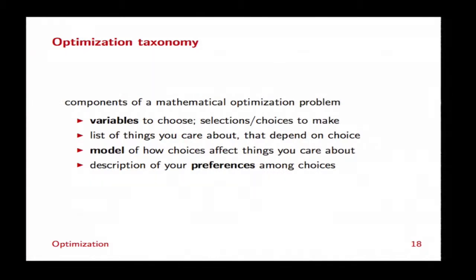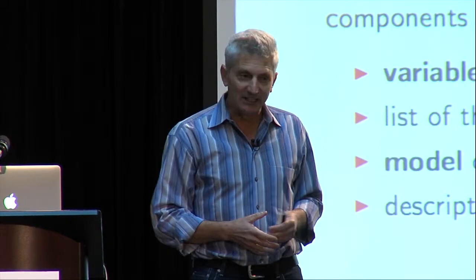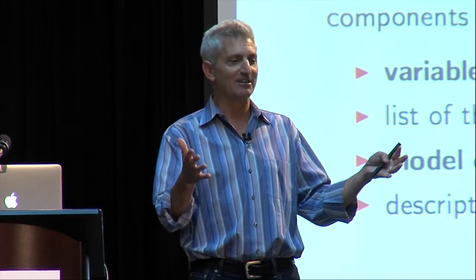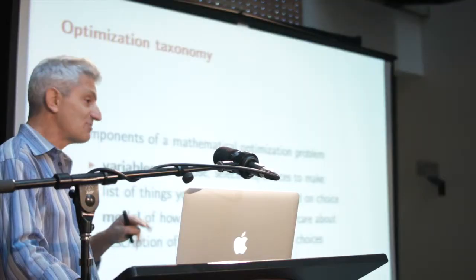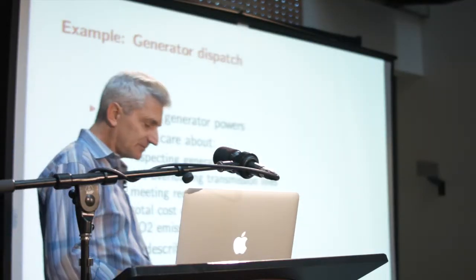And you have to have a list of things that you care about. They have to depend on the choice. If they don't depend on the choice, it's silly, right? And then you need a model of how what you do affects what happens, right? So that's the other critical part. And then you have to have a description of your preferences among the choices. So we have to be able to say, if this happened, would it make you happy? How happy would you be? How unhappy would you be? This kind of thing, right? And so these are basically the parts. There's no other part, just these.